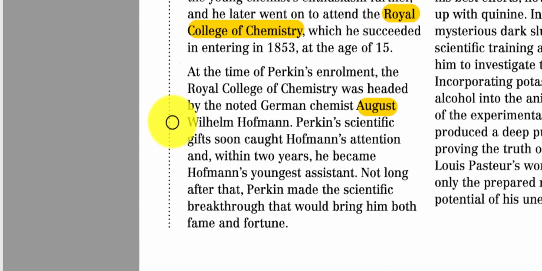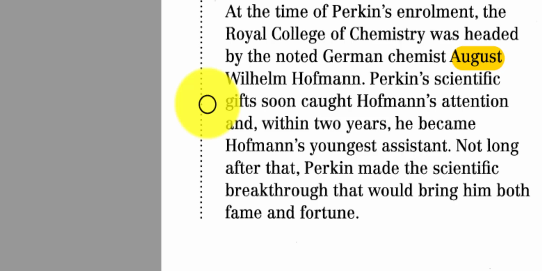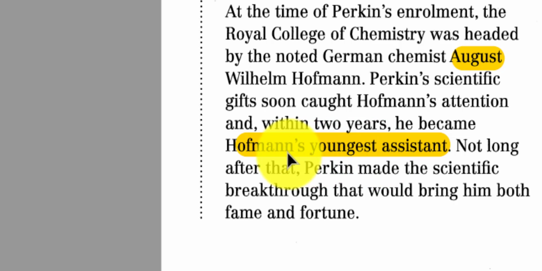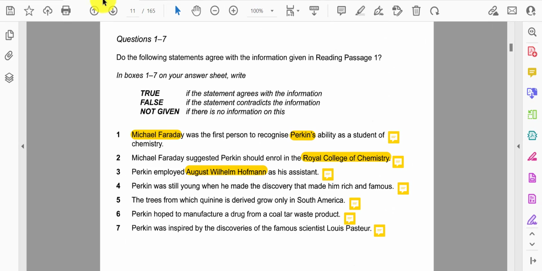At the time of Perkin's enrollment, the Royal College of Chemistry was headed by the noted German chemist August Wilhelm Hoffmann. Perkin's scientific gifts soon caught Hoffmann's attention, and within 2 years he became Hoffmann's youngest assistant. The passage says that the college was headed by August, and Perkin managed to become his youngest assistant. So, statement number 3 is false, as it is in the passage, but in a wrong way.